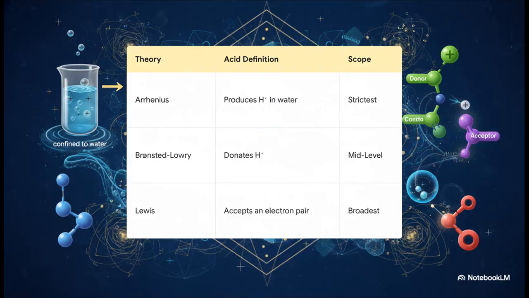Okay, so this table really brings it all together, right? It's the perfect summary of our journey. We started with Arrhenius, the strictest definition, totally stuck in water. Then we expanded with Bronsted-Lowry, focusing on that portable proton. And finally, we landed on Lewis, the broadest, most fundamental definition based entirely on how electrons behave.